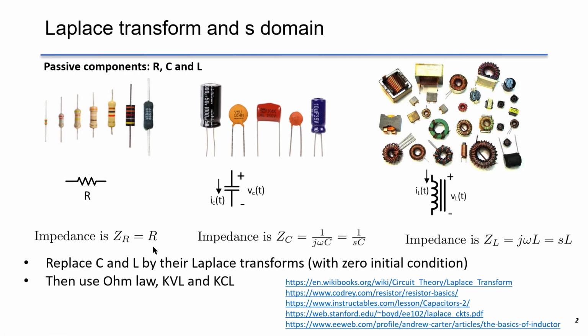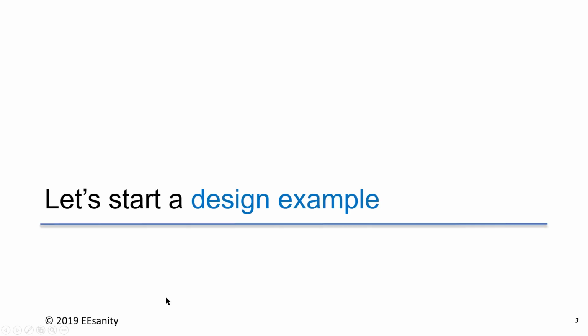For circuit analysis in the frequency domain, we usually write their impedance in the S variable as the Laplace transform. Then, we solve the S variable equations using Ohm's law, KVL, and KCL. Just to recap, the impedance of a resistor is just R itself. The capacitor impedance is 1 over SC, given 0 initial voltage. The inductor impedance is SL, given 0 initial current.